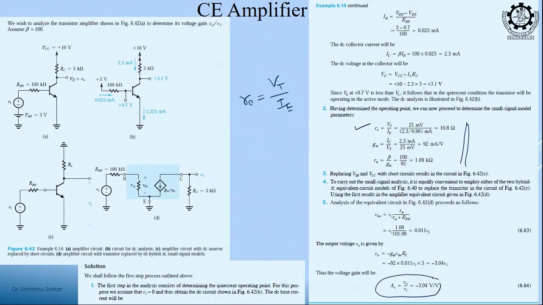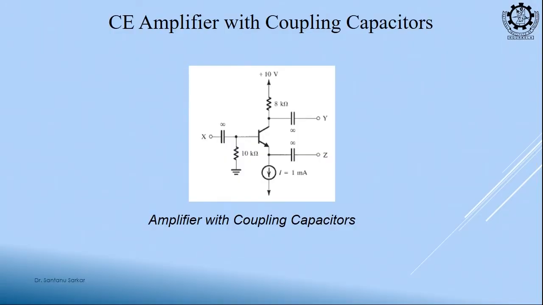voltage gain, that is minus 3.04 V by V. This unit, please always take care of the unit, always write down the unit. This gain is unitless, right, voltage by voltage. So, you write it V by V or without any unit. Okay. Always specify the unit, otherwise you will make mistakes. Sometimes you use kilo ohm, sometimes you use ohm and you forget to multiply. Gm you can write in milliampere per volt, millisiemens. So, this is our complete circuit with the coupling capacitor.